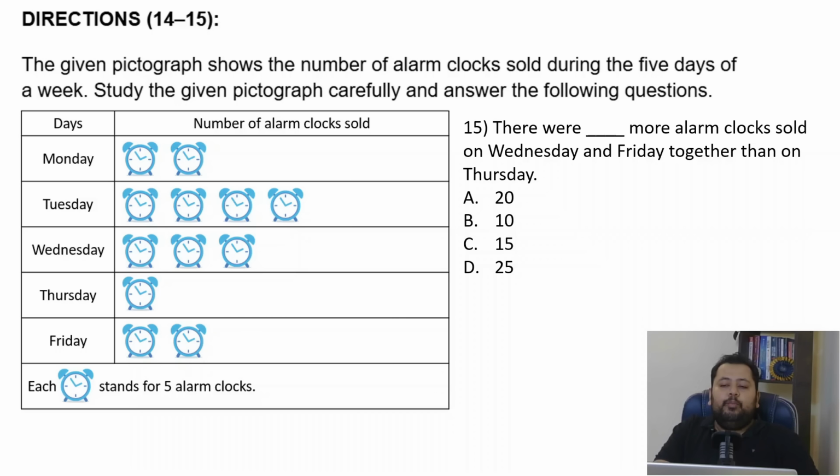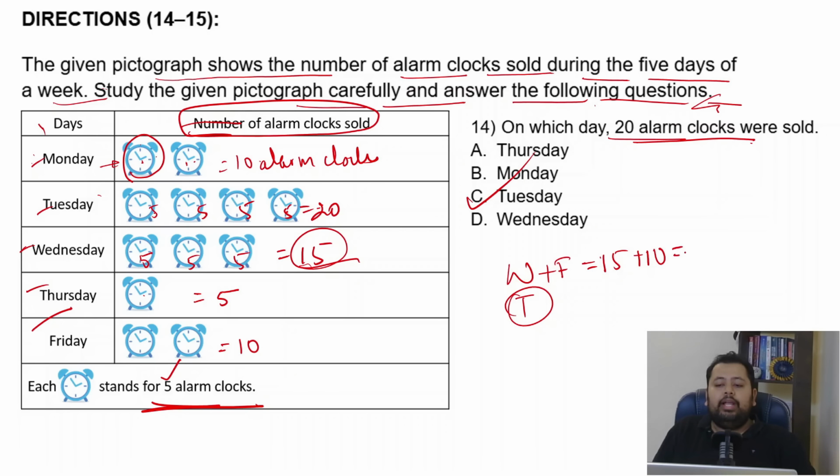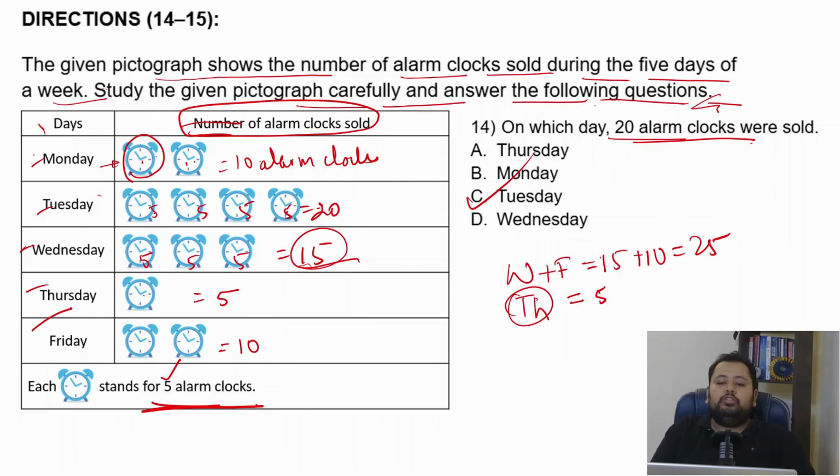There were more alarm clocks sold on Wednesday and Friday together than on Thursday, right? So Wednesday and Friday together, and Thursday is what it's asking. So how many clocks were sold on Wednesday? It was 15, plus on Friday it was 10. So 25 clocks were sold on Wednesday and Friday together. On Thursday, what was sold? 5, right? I hope it was Thursday. Yeah. So 5. So what is the difference?